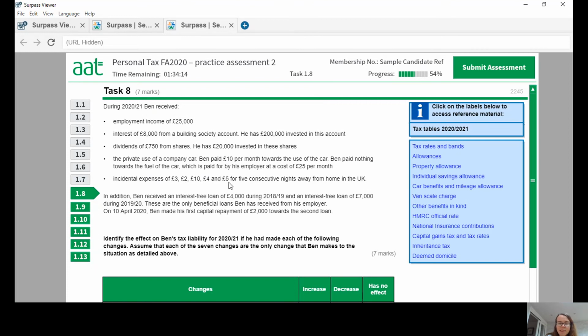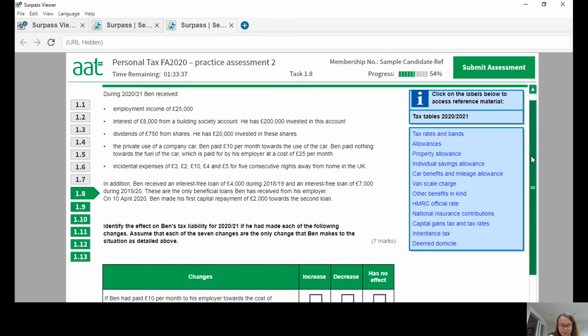He's got incidental expenses for 5 consecutive nights away. He's got an interest-free loan of 4,000 from 18/19 and of 7,000 for 19/20. So combined, 11,000 is obviously exceeding the 10,000 threshold. On the 10th of April 20, Ben made his first capital repayment of 2,000 towards the second loan, so just in the start of the 2021 tax year. Right, so there's a lot going on there.